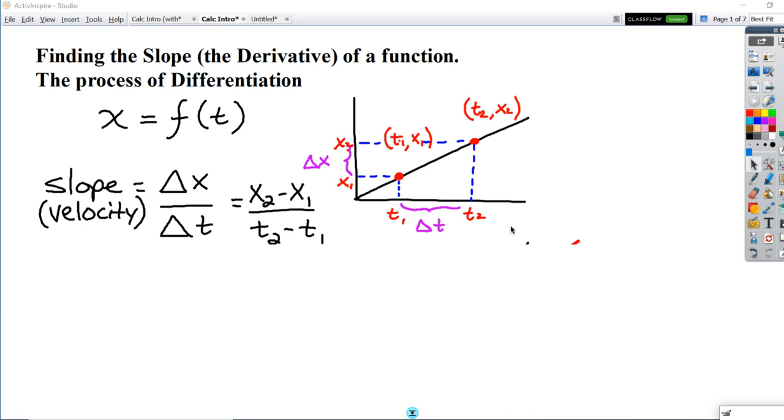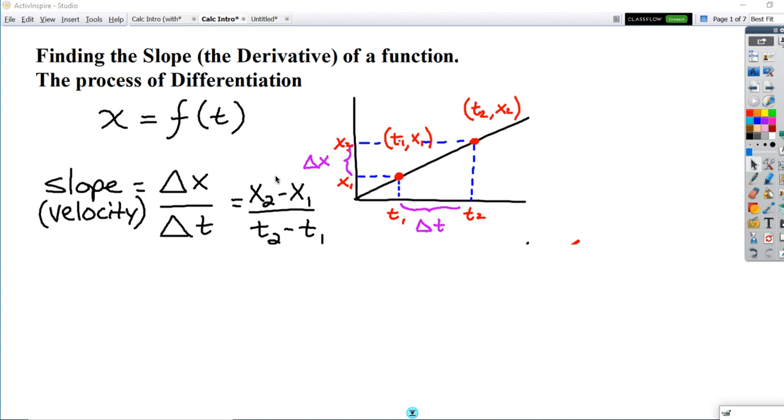So here's an example of a graph, and this is the common mathematical notation. This is saying that x is a function of time. So x depends on time. T is the independent variable. So we plot that on the quote-unquote x-axis, the horizontal axis, and then x is plotted on the vertical axis, which is the quote-unquote y-axis.